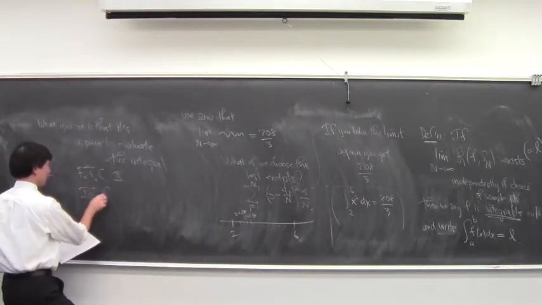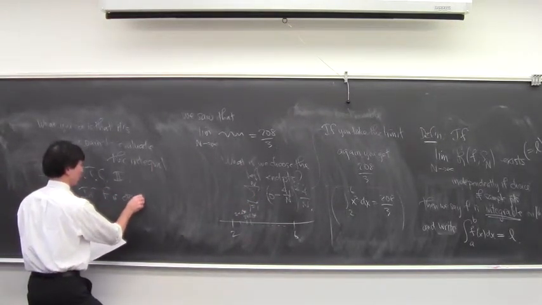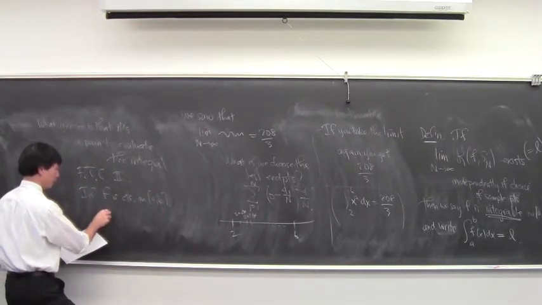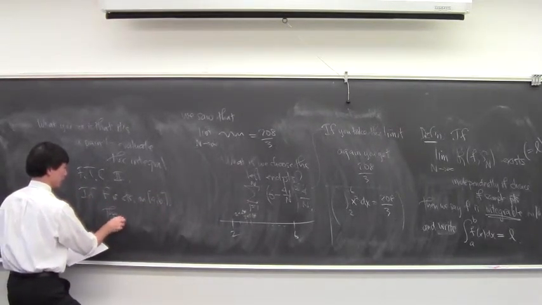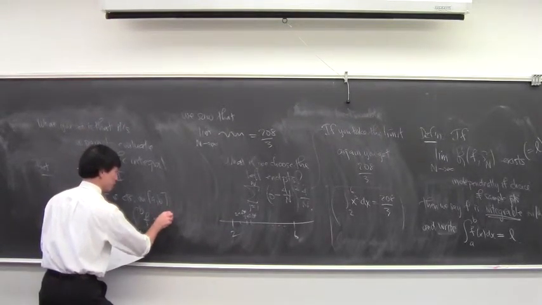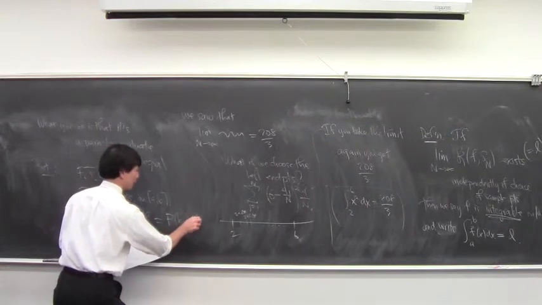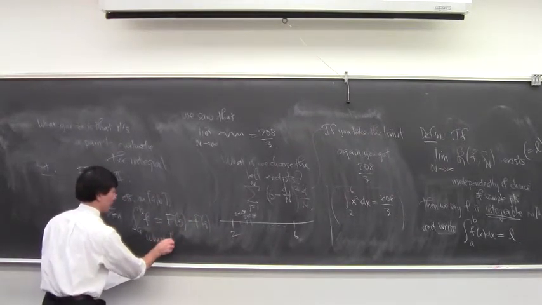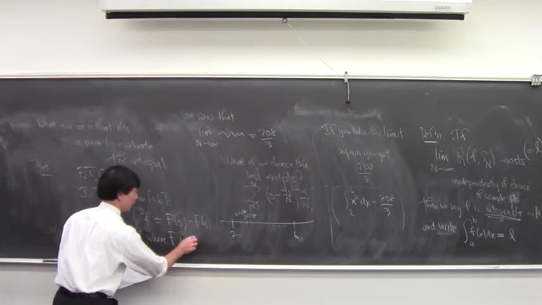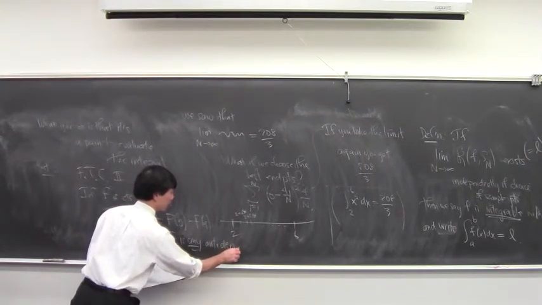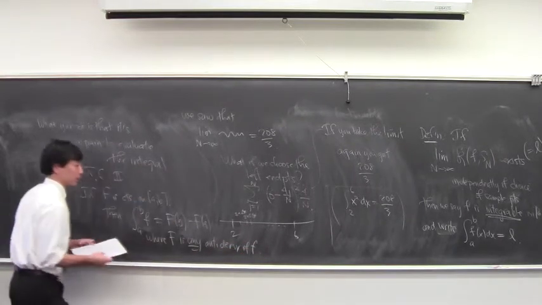If f is continuous on [a, b], then the definite integral of f on [a, b] is just capital F of b minus capital F of a, where capital F is any antiderivative of little f.